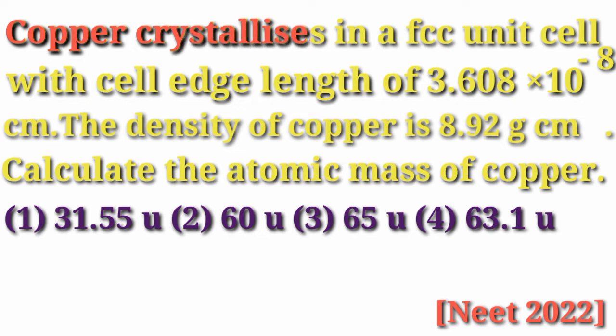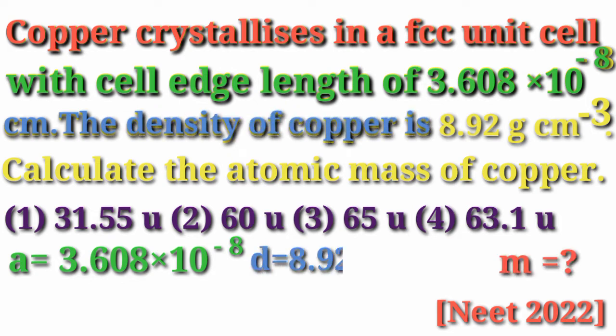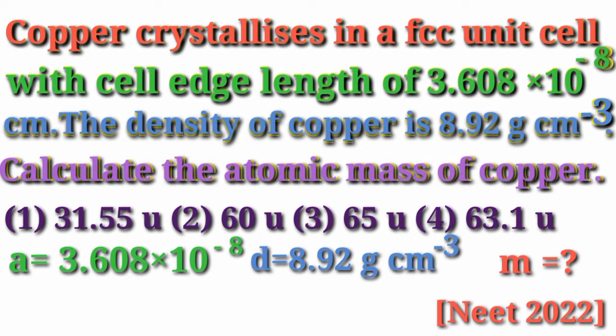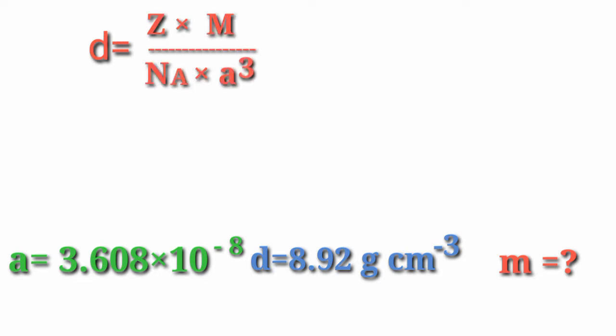Copper crystallizes in an FCC unit cell with cell edge length of 3.608 into 10 raised to minus 8 centimeter. The density of the copper is 8.92 grams per centimeter cubed. Calculate the atomic mass of the copper. Now density is equal to Z into M upon Na into a raised to 3.